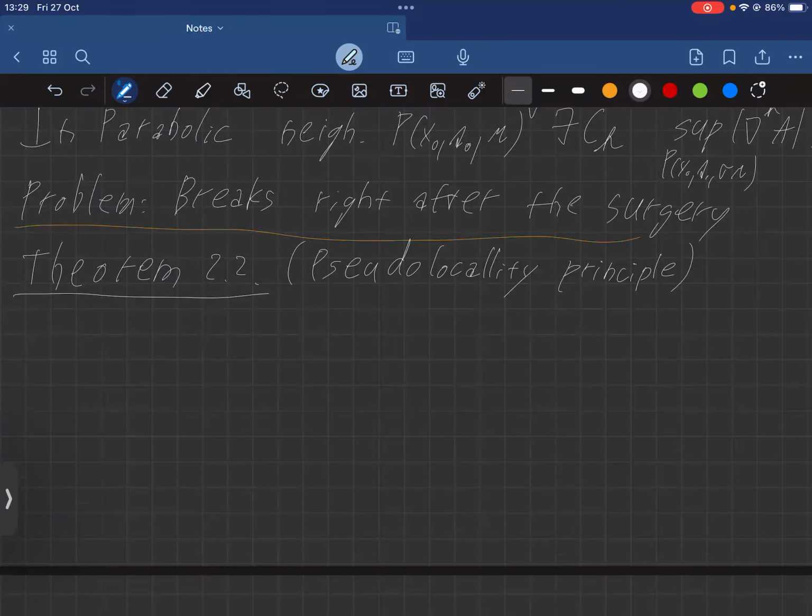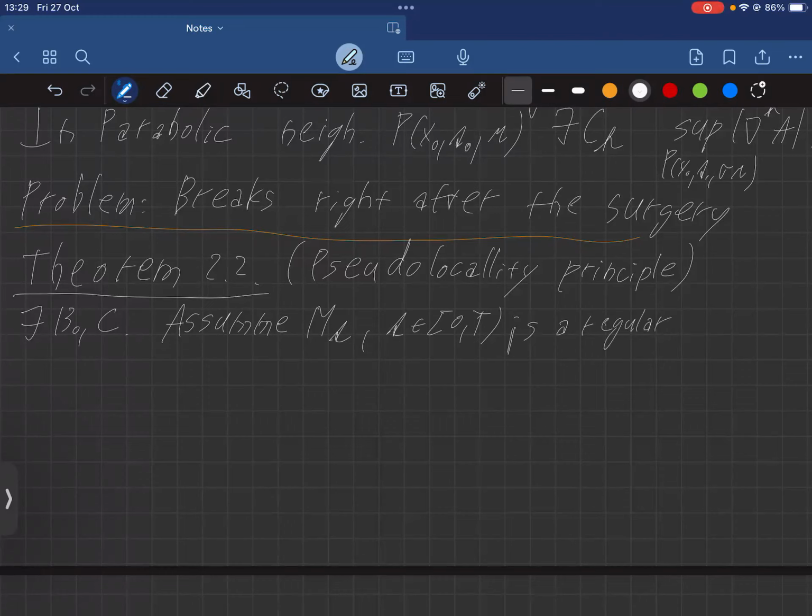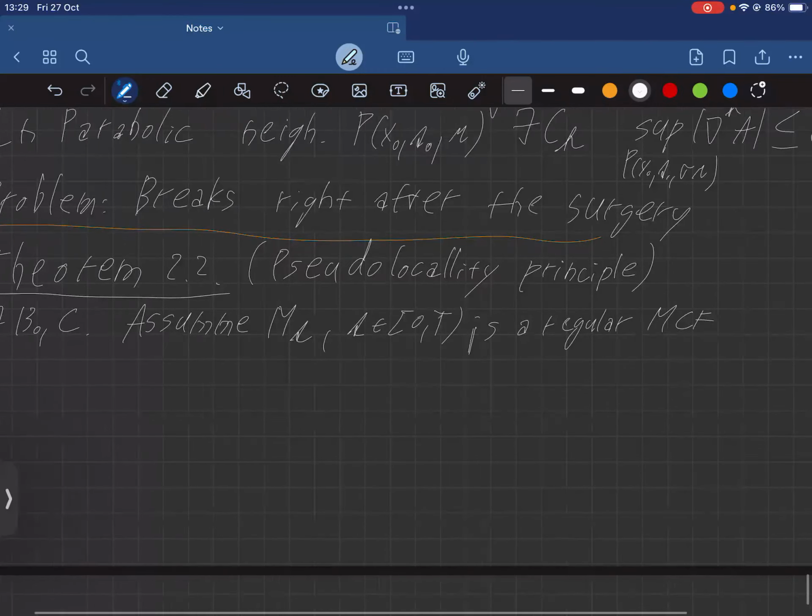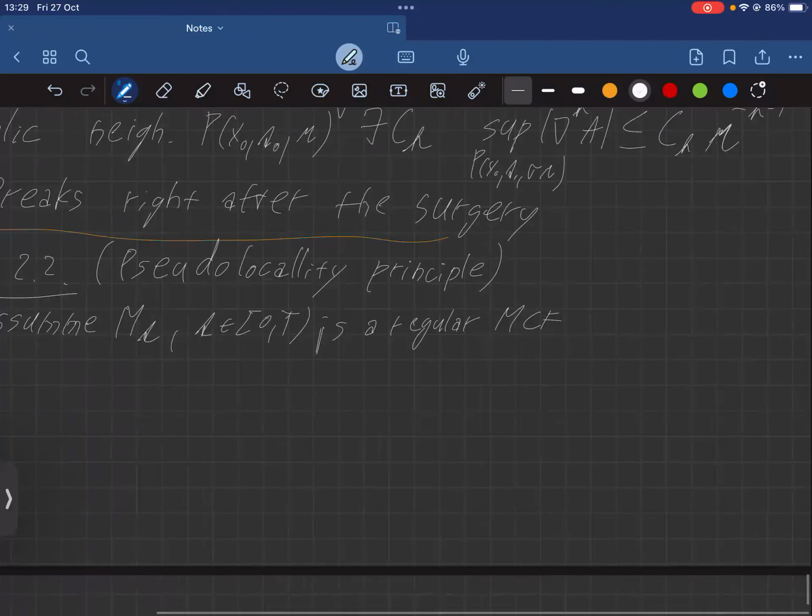And it says that there exist beta 0 and c, some constants, such that if we assume our mean curvature flow for some t 0 and t is a regular mean curvature flow. And by regular, I mean just smooth without surgeries. In some neighborhoods, I think in the statement they're using a ball of radius 4.